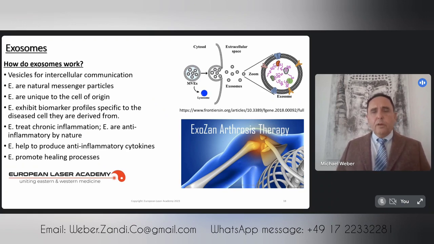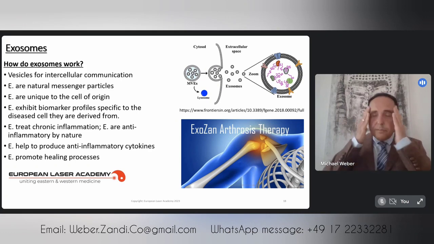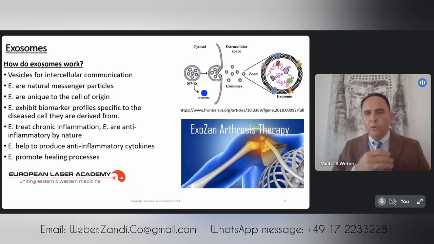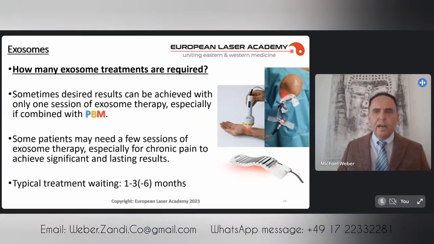Exosomes have been described as highly anti-inflammatory and therefore have been used in clinical situations in chronic inflammation. They produce many anti-inflammatory cytokines, and by this promote healing processes. It may be for anti-aging effects of the skin tissue, it may be for wound healing, it may be for osteoarthritis, and I will give two examples in the end after the summary.